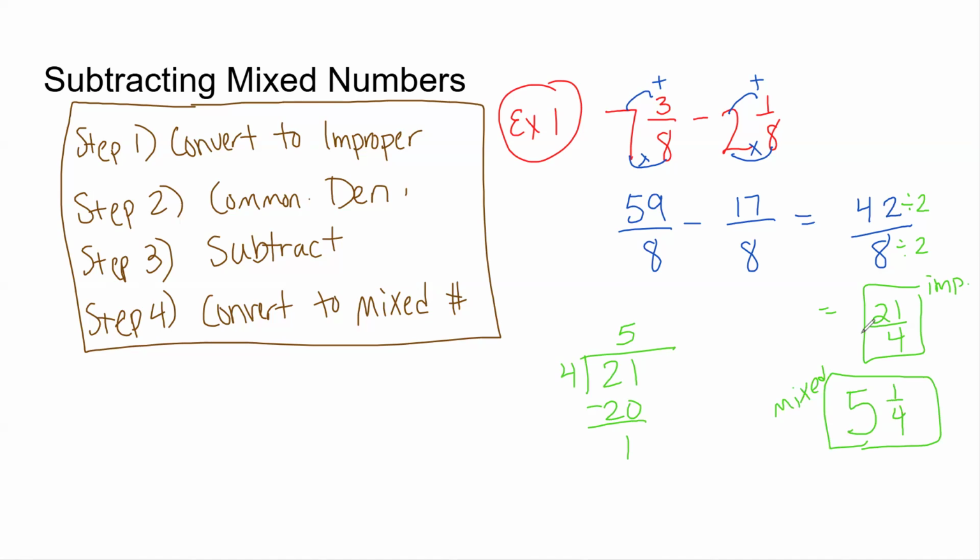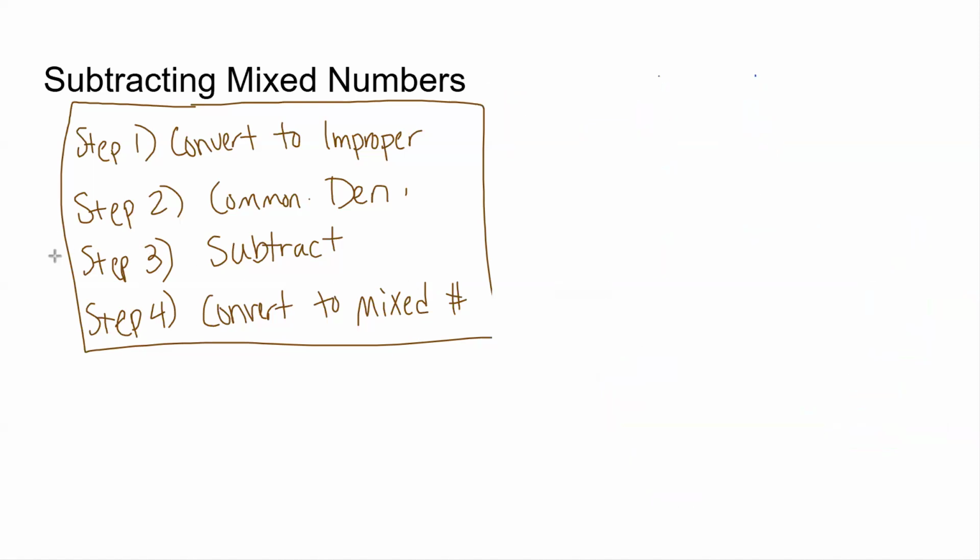Now that one was a little on the easy side because they already had a common denominator of 8. What if they don't? So this one's going to be a little harder, and I'll show you how to do it vertically. Again, either way is fine. Doesn't really matter. Here's example 2.